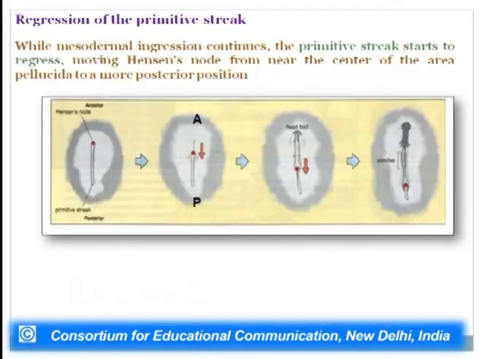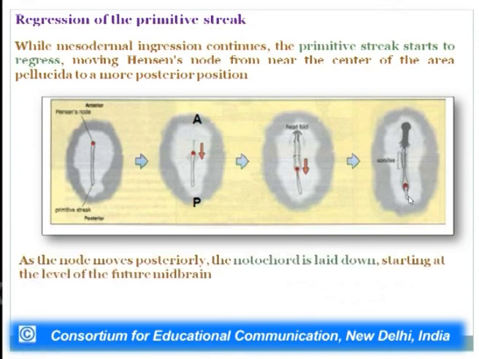So while mesodermal ingression continues, the primitive streak starts to regress, moving Hensen's node from near the center of the area pellucida to a more posterior position. So while this mesodermal ingression is occurring, forming the lateral plate mesoderm and different mesodermal somites, Hensen's node will start regressing, and as you can see, by the time the head fold is forming and the somites start appearing, Hensen's node has almost reached the posterior-most portion. So this much is the length of the primitive streak that has been there.